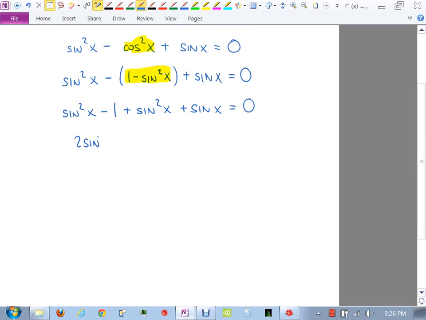2 sine squared x, right? Plus sine x plus 1 equals 0. What type of equation is this? If you squint your eyes hard enough, that's a quadratic equation, we'd say a quadratic equation in sine. In other words, if I look at the sine x as being like a variable, I have like 2u squared plus u plus 1. It should be minus 1. Sorry, I forgot the sign on that.